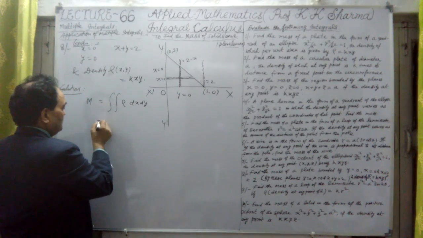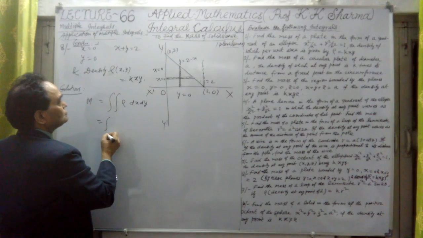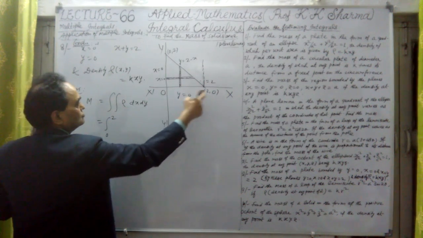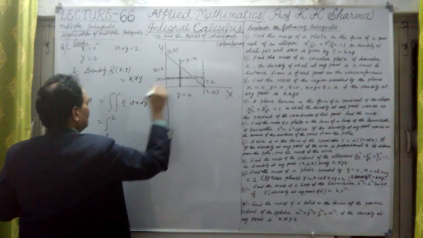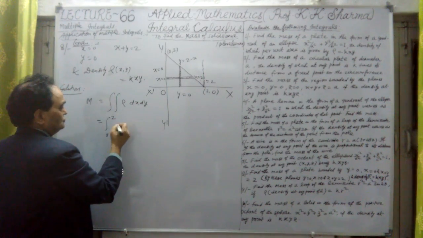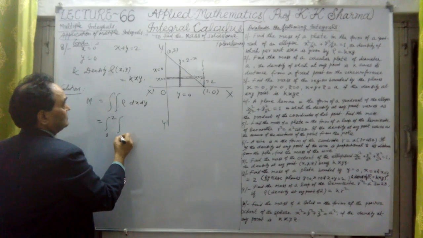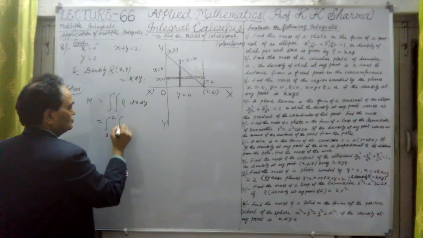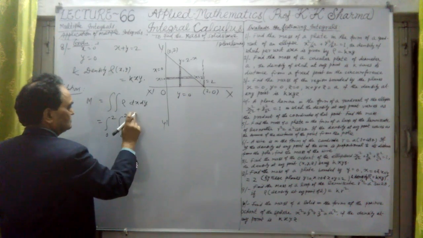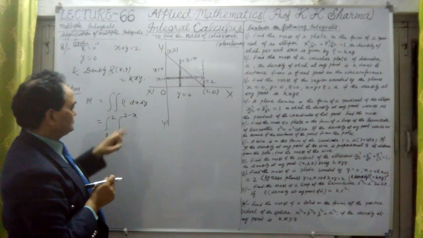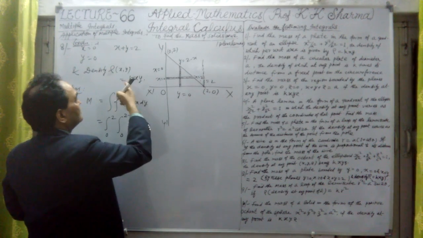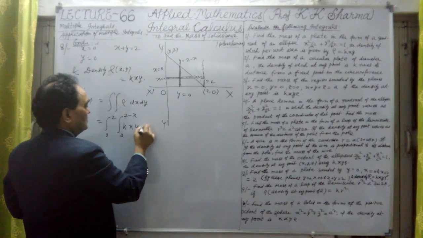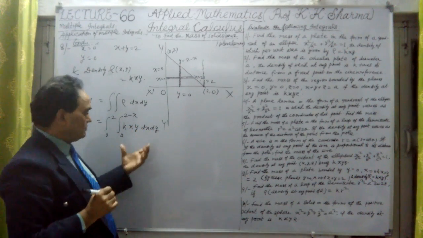Alright, if I substitute limits, now x limits are 0 to 2. X coordinates are x equal to 0 here and here it is x equal to 2 on this line. So x equals 0 to 2, and for y, the y limits are 0 to 2 minus x. This is 2 minus x. And now what is rho here? Density. k into x into y into dx dy.